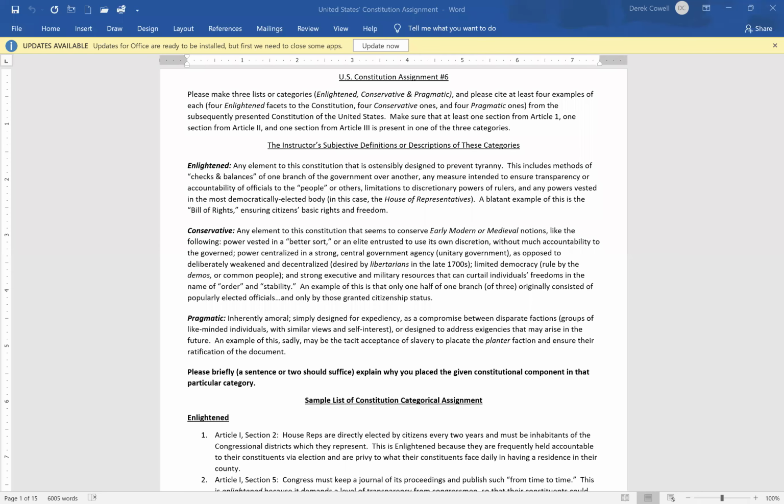All right. So what I want to do is send it to the assignment and share that page with you, okay? And see what we have here. So Constitution assignment right here. All right.